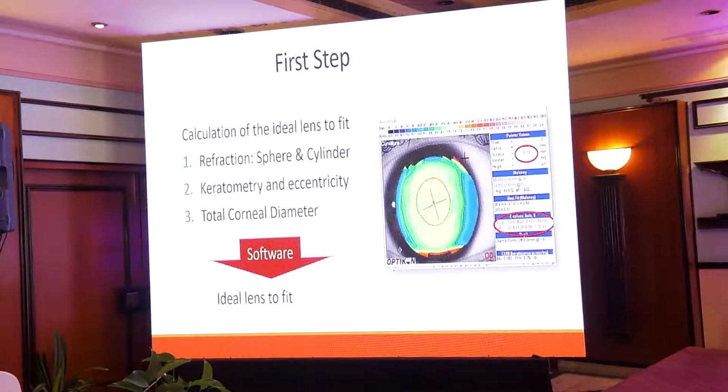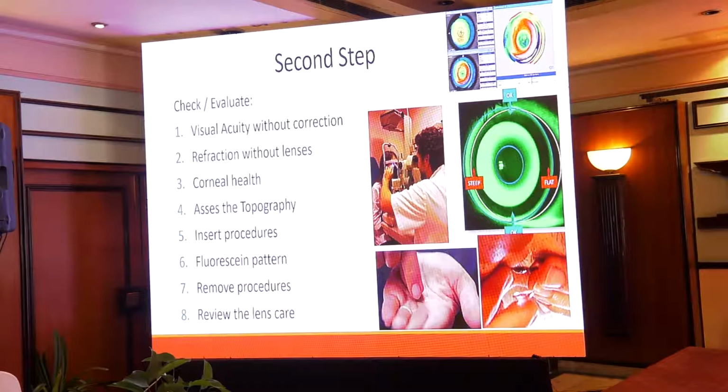If it's not, we go to the trial set, we replace it with a new one, and so on. Then we deliver the lens and try an overnight trial. I will explain more in the workshop, sorry. Then the next day, the point is to see the visual acuity, refraction, corneal health, and topography, and so on.